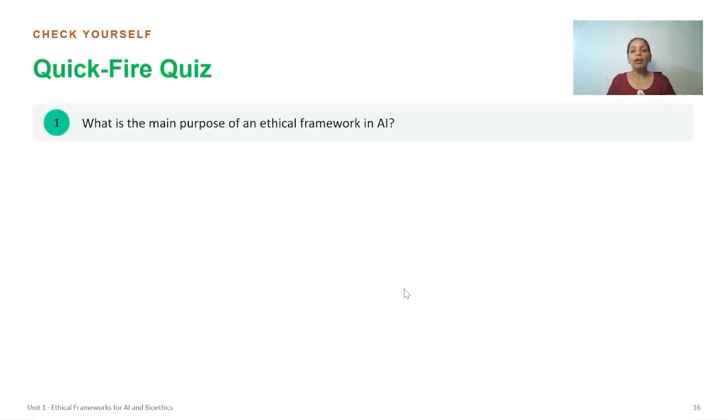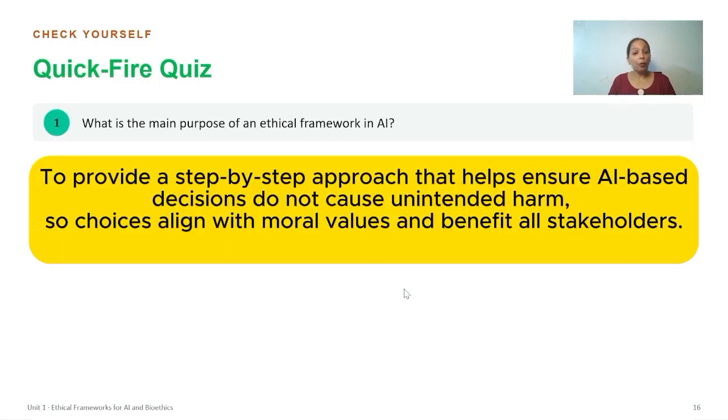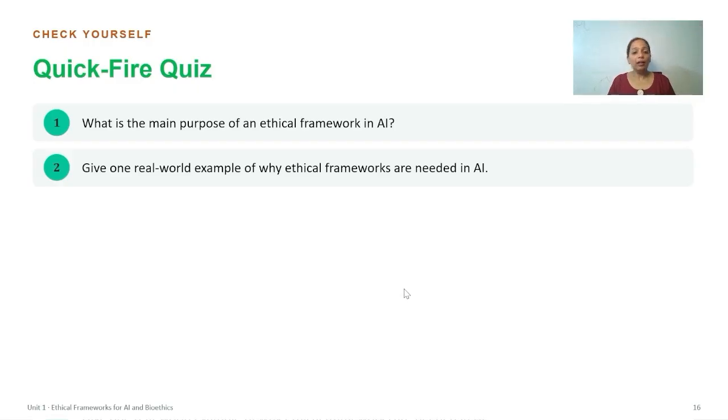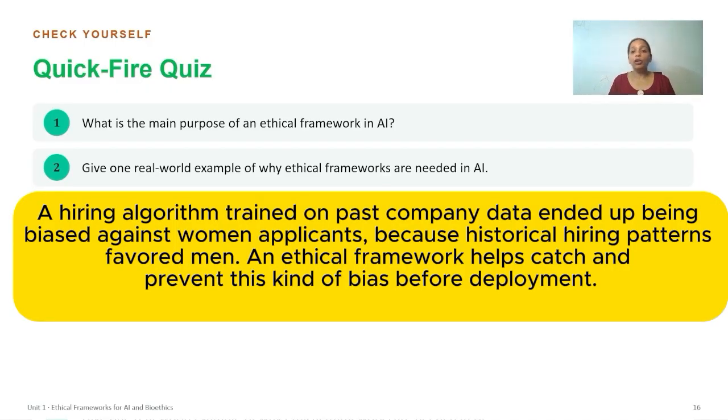What is the main purpose of an ethical framework in AI? To provide a step-by-step approach that helps ensure AI-based decisions do not cause unintended harm, so choices align with moral values and benefit all stakeholders. Question two: give one real example of why ethical frameworks are needed in AI. We have already seen that a hiring algorithm trained on past company data ended up being biased against women applicants because historical hiring patterns favored men. An ethical framework helps catch and prevent this kind of bias before deployment.